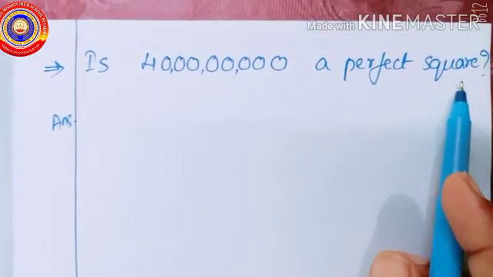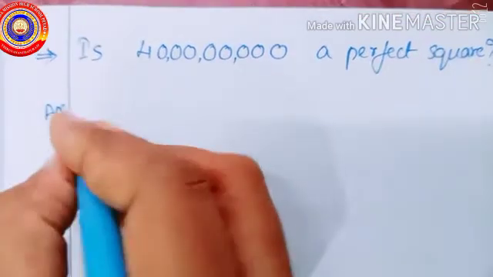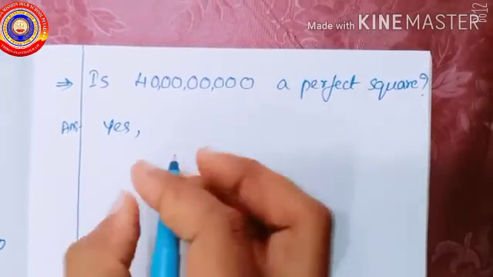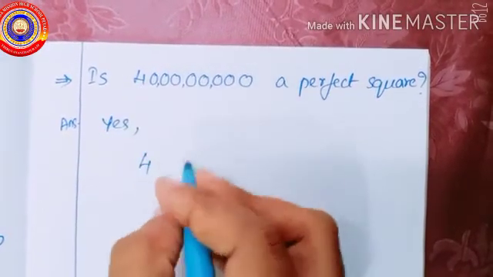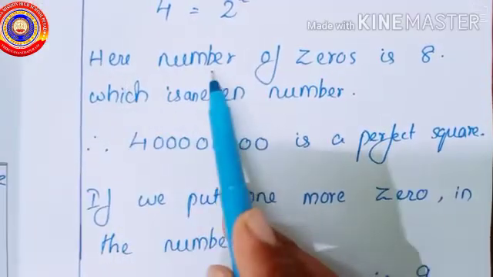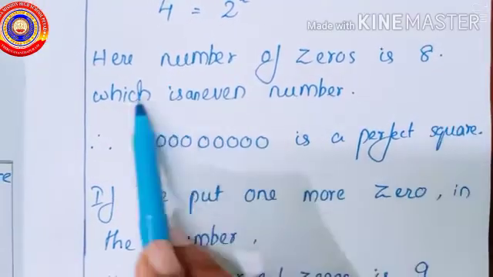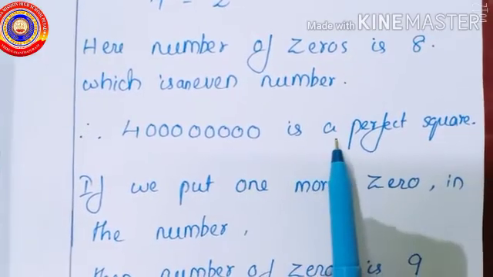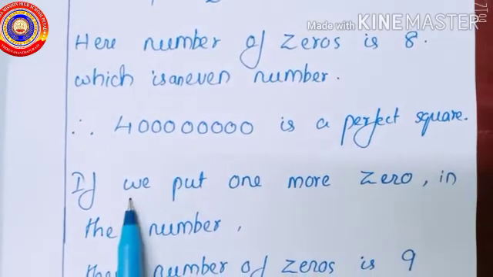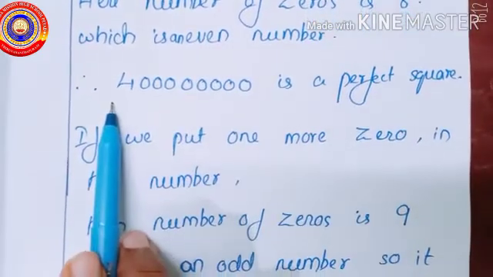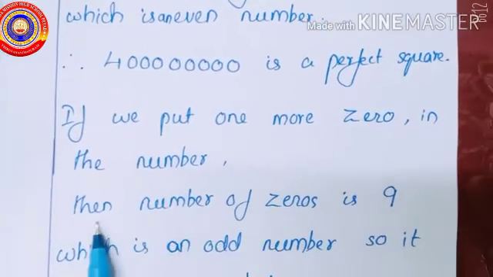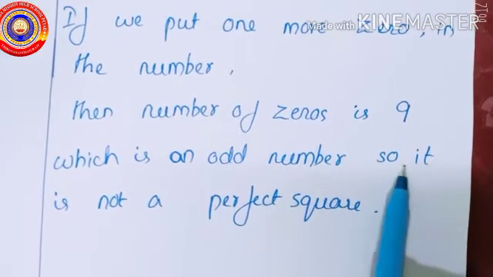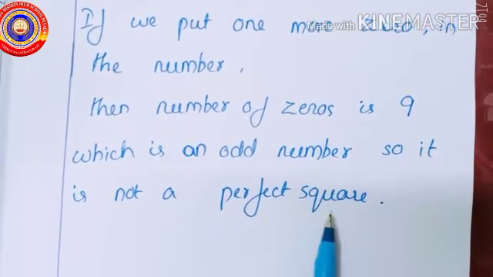Is 40 crore a perfect square? Yes, it is a perfect square. That is, 4 is equal to 2 square. Here the number of zeros in 40 crore is 8, which is an even number. Therefore, 40 crore is a perfect square. Suppose if we put one more zero in this number, then the number of zeros is 9, which is an odd number. So, it is not a perfect square.